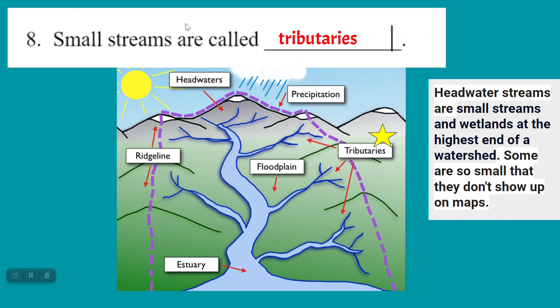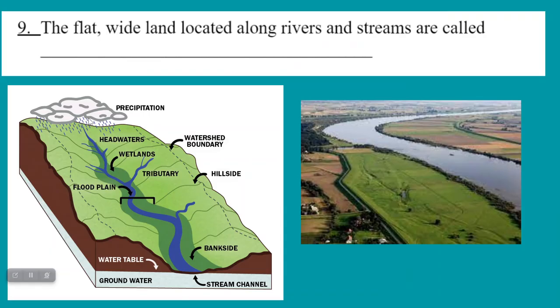Okay, and in this image, we had something labeled already called headwaters. You don't actually have to know the word headwaters, but I did want to say that headwater streams are just small streams or wetlands at the very highest end of a watershed. Some of them are even so small that they don't even show up on maps. So this is high up in elevation. And so just so you know, these beginning water systems that are leading into the bigger rivers and then ultimately into our watershed body of water, we can call them headwaters. That's not a vocabulary term for you to focus on.